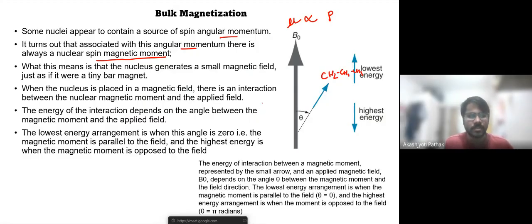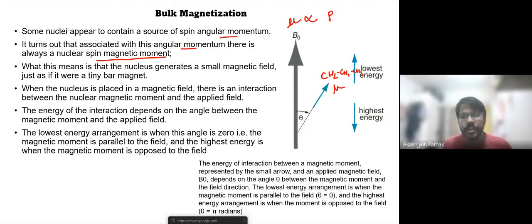So this angle, between mu and B. The lowest energy arrangement is when this angle is zero. So if this angle is zero, then what will happen? Then it will have the least energy. While if the magnetic moment is opposite to the external magnetic field, then it will have the highest energy.